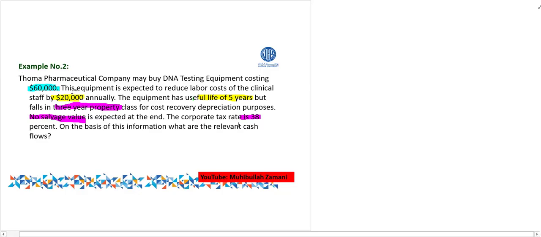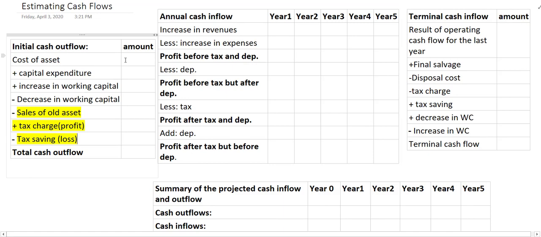Now let me check the question. See, equipment costing equal to this much. Cost of asset is equal to how much? 60,000. So put the value there. Cost of asset is equal to how much? 60,000. 60,000 was the cost of asset. So let me increase the size to 18. Yes, this one.